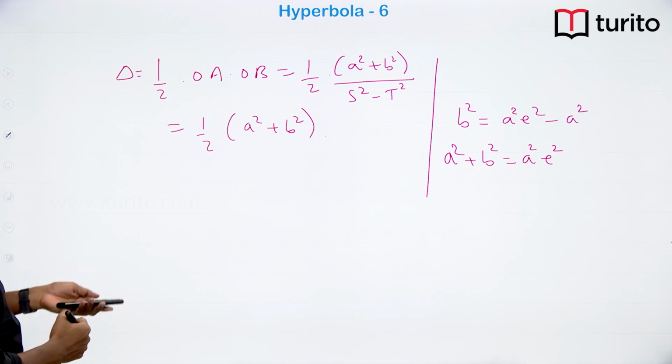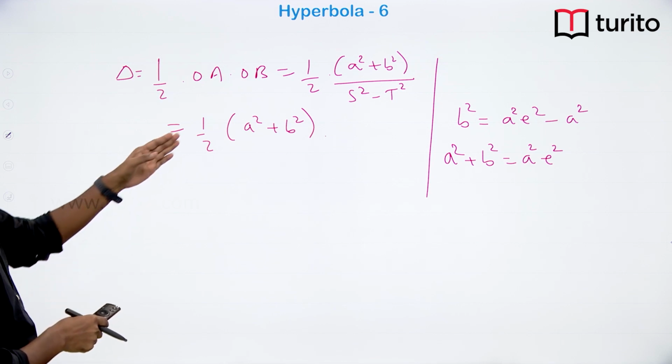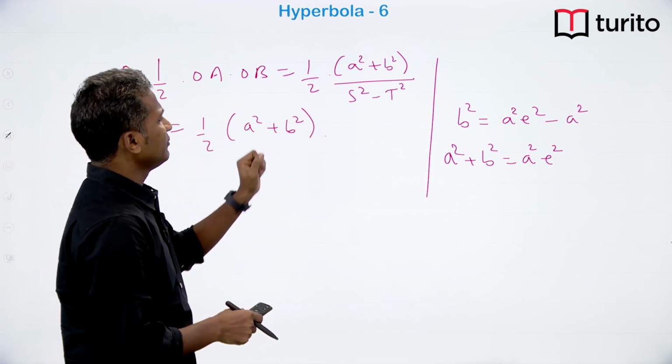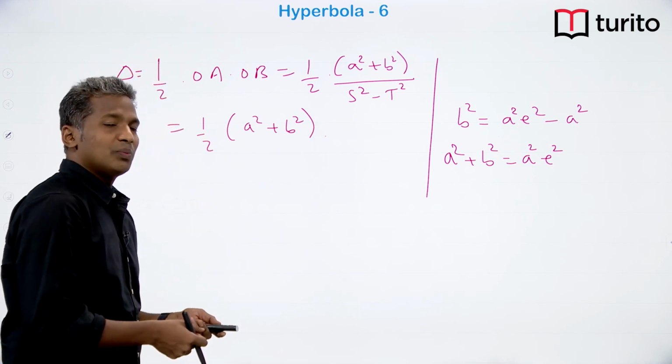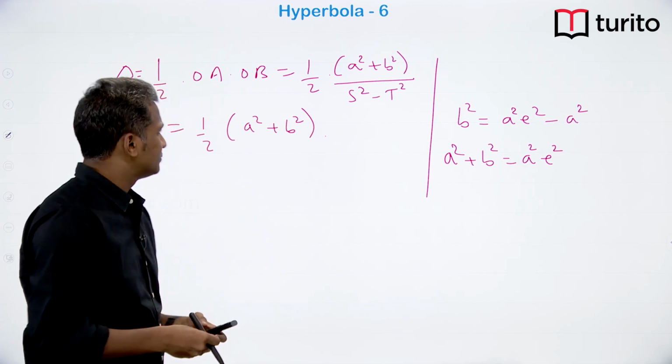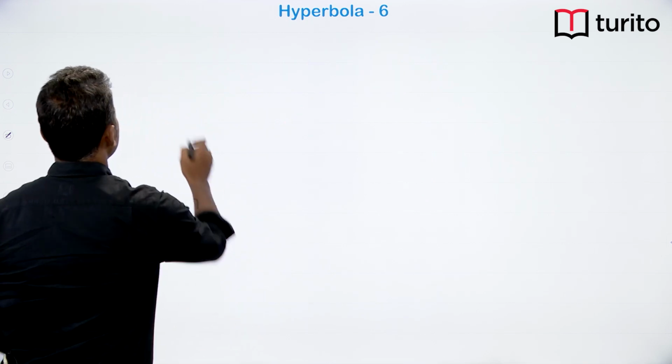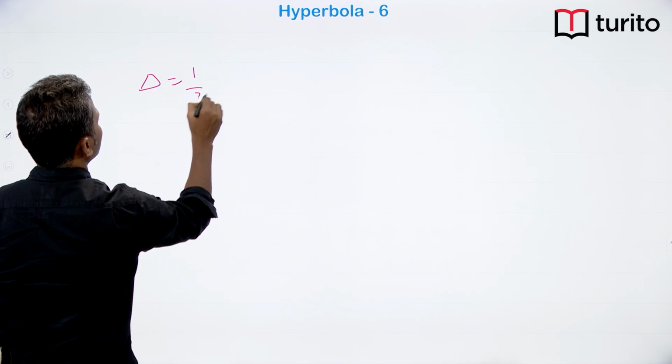So, half into OA into OB has come out to be somewhat like this, and when we simplified here, we are not getting AB. Okay. So, let us say we do it the other way. Okay. So, let me just explain it here also using this idea.